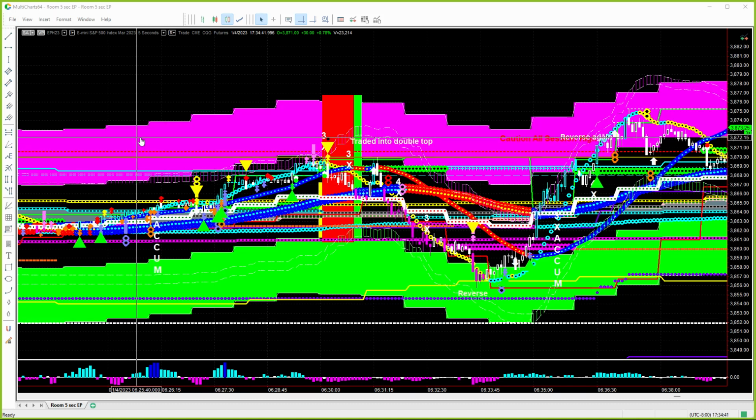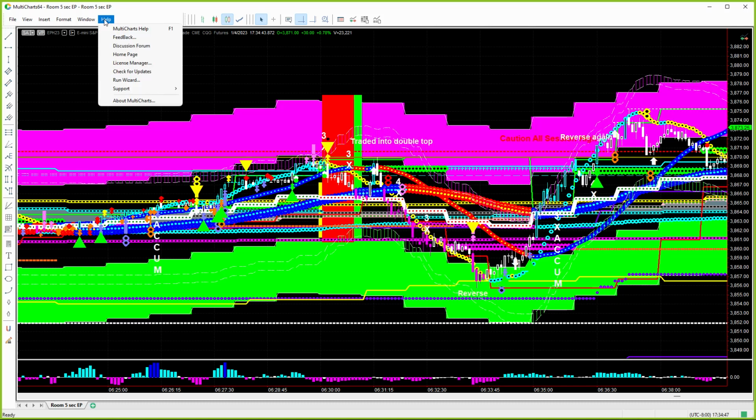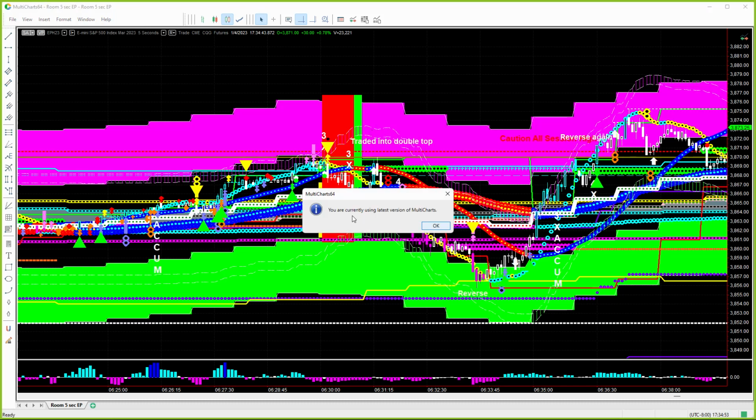And so the best way to do it is up here, is help and check for updates. I am currently using the latest version of multi-charts. If you are not, it's going to give you a different message here, and in the text, you have to kind of look at it carefully. You're going to see a download link, a hypertext download area. So you click on that, and it will download the multi-charts installation file, essentially.